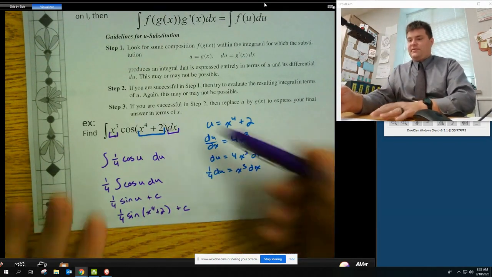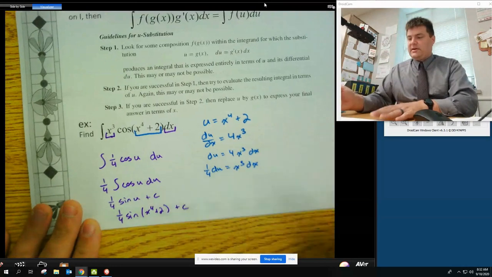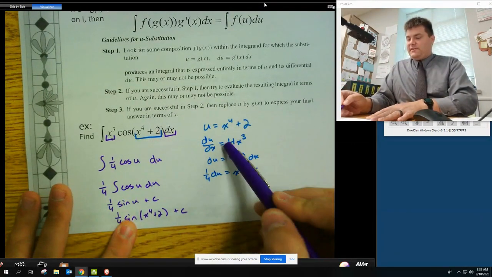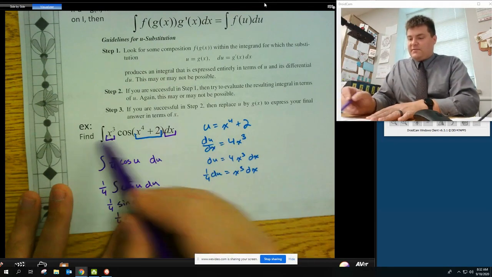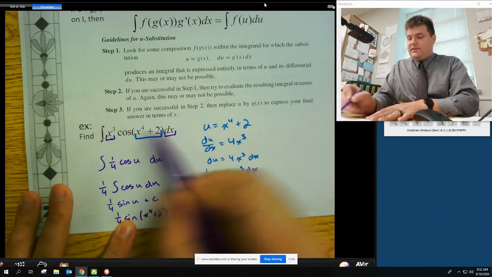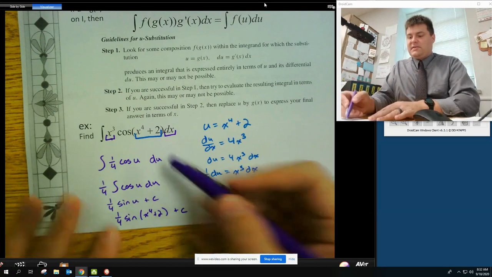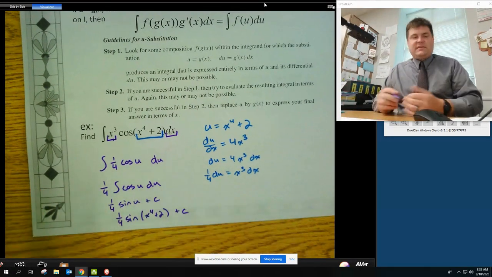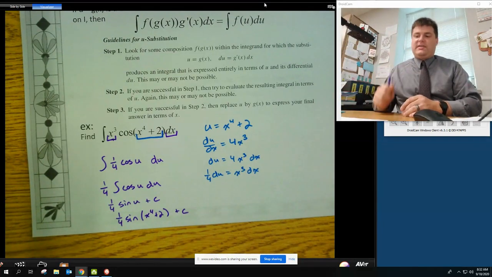Again, if you're looking at these steps and trying to match it up, look for your composition to substitute out. Take the derivative, replace everything that you haven't substituted in, that's kind of our mess in there. You're going to get this right here, take the antiderivative, and then plug that x back in.